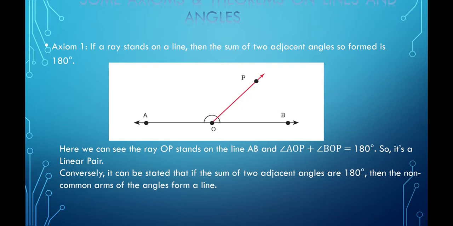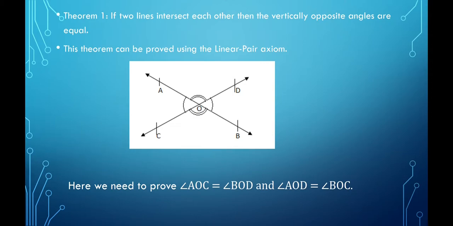Conversely, it can be stated also, where the converse statement means the opposite statement. If the sum of two adjacent angles is 180 degrees, then the non-common arms of the angles form a line. Okay. If the sum of any two adjacent angles is 180 degrees, the uncommon arms are joined to form a line. So this is axiom 1.